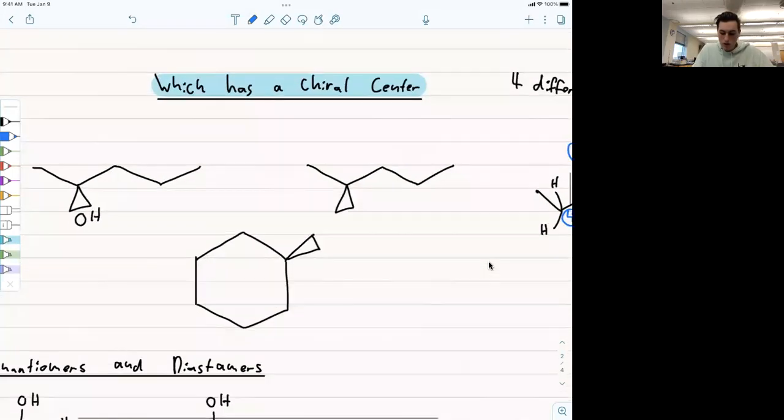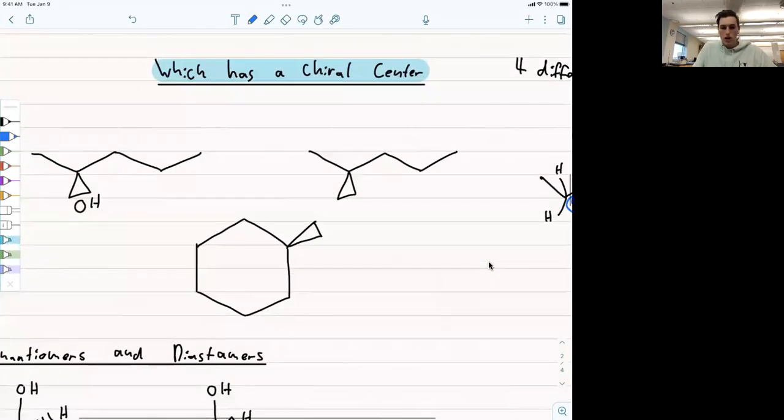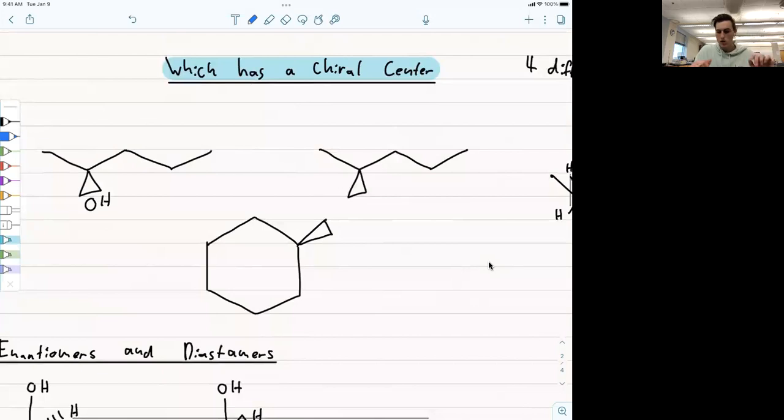If I'm looking at these ones though, now we're looking at just which of these 4 has a chiral center. So I'll wait again for a little bit so that people can kind of look into them and see which ones have chiral centers and which ones don't.